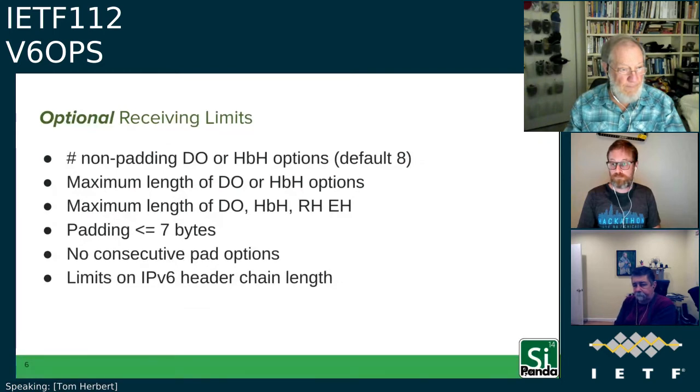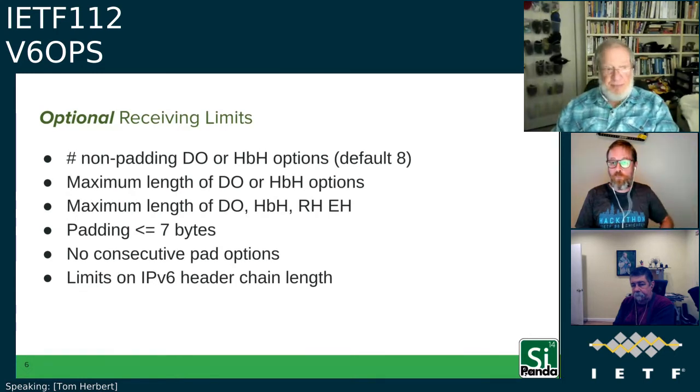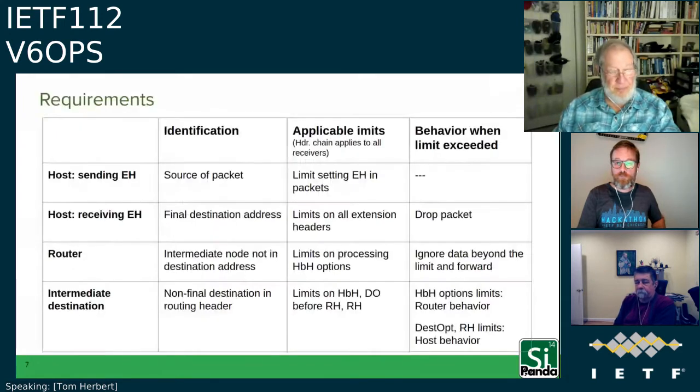Receiving limits, same thing, but the difference is receiving limits are optional. So obviously a host can receive all hop-by-hop options, all destination options, or a router can. But if someone so desires, they could put limits on these. The default limits, for instance, for number of destination options or hop-by-hop options would be 8. And again, there are default limits on padding and the IPv6 extension header length.